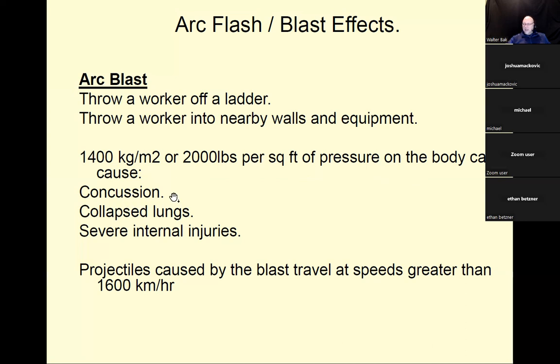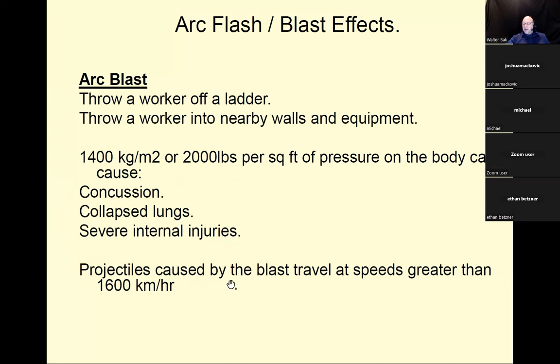It can cause a concussion. It can collapse our lungs. If we can't breathe, we can't live. And it can cause severe internal injuries. And trust me, this is a gentle way of putting that.